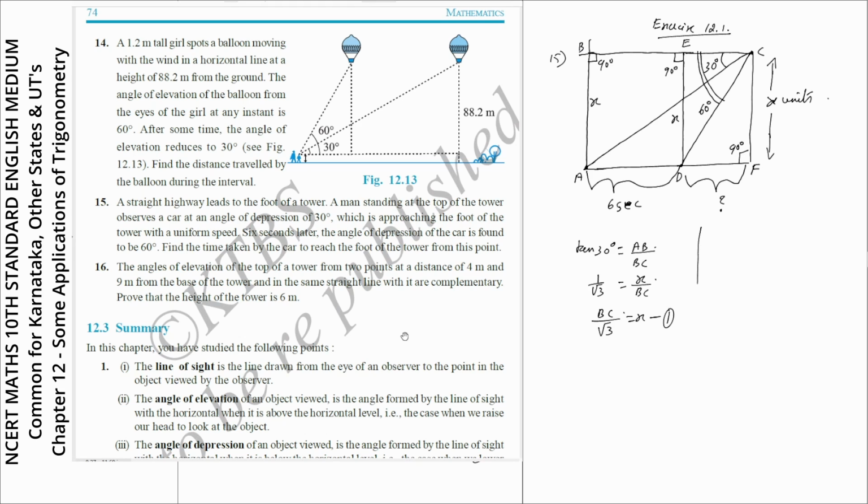Now similarly here consider triangle DEC. Here tan of 60 degree is opposite by adjacent. So opposite side is ED, and adjacent side is EC. Now what is ED? The length of ED is x units. We have assumed it to be x units. Now what is the value of tan 60 degree? Tan 60 degree is root 3. So x by EC I will get. Now if I solve for x, I will get root 3 into x is equal to EC. I will mark this as 2.